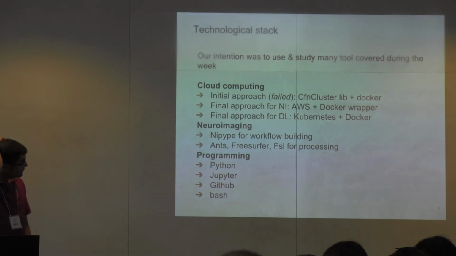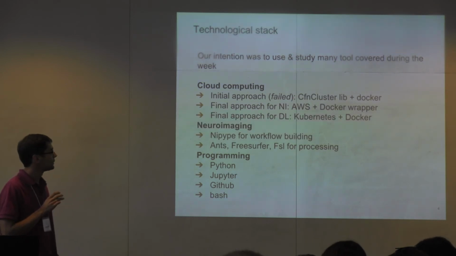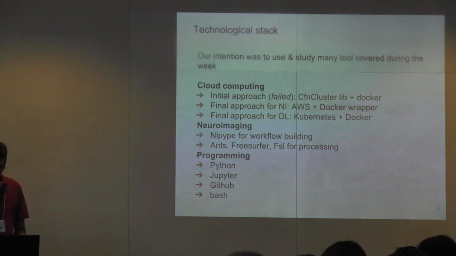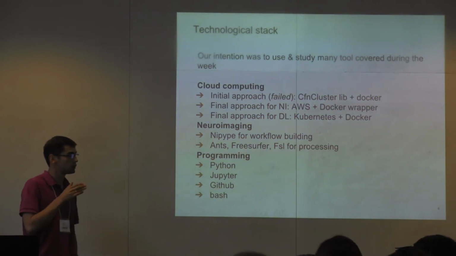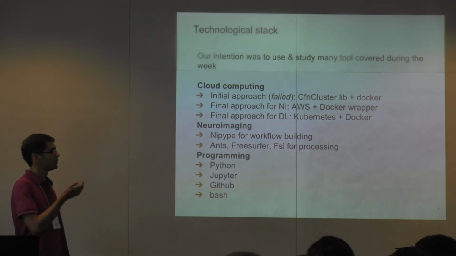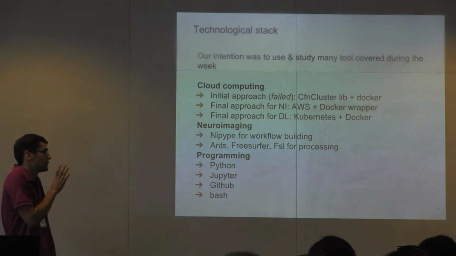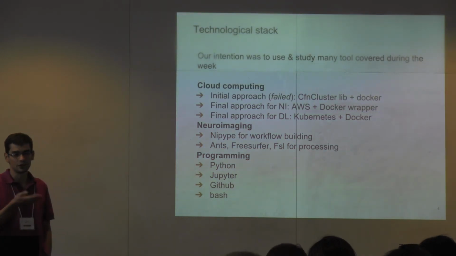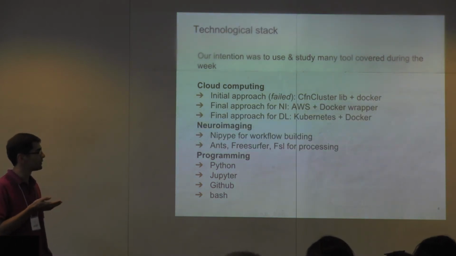Another idea was to use as many tools as we learned this week. So it's a huge technological stack. For cloud computing, the initial idea was to use CfnCluster plus Docker. CfnCluster is a library which allows you to launch an SGE cluster in AWS. And the problem is that you cannot use Docker with SGE. I thought that there was a security issue, and if I launch my own cluster, I'd be fine. But the problem is that we cannot use Docker at all.